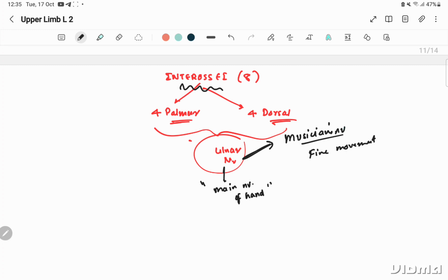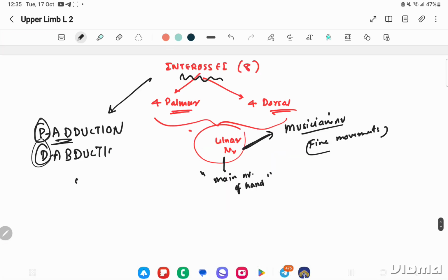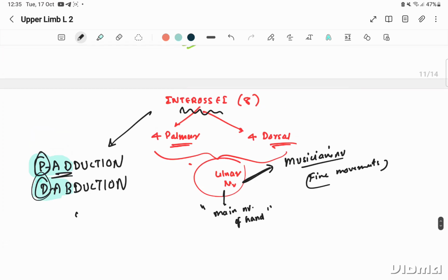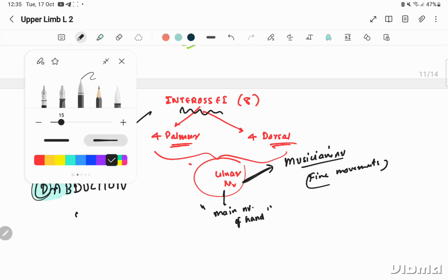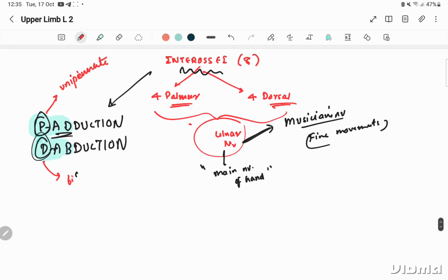Okay, the fine movements. So the mnemonic for interossi: PAD, DAB. What is PAD and DAB? The palmar interossi help in adduction, and the dorsal interossi help in abduction. Clear? So PAD and DAB. Let me also tell you that palmar interossi are unipinnate, and the dorsal interossi are bipinnate.